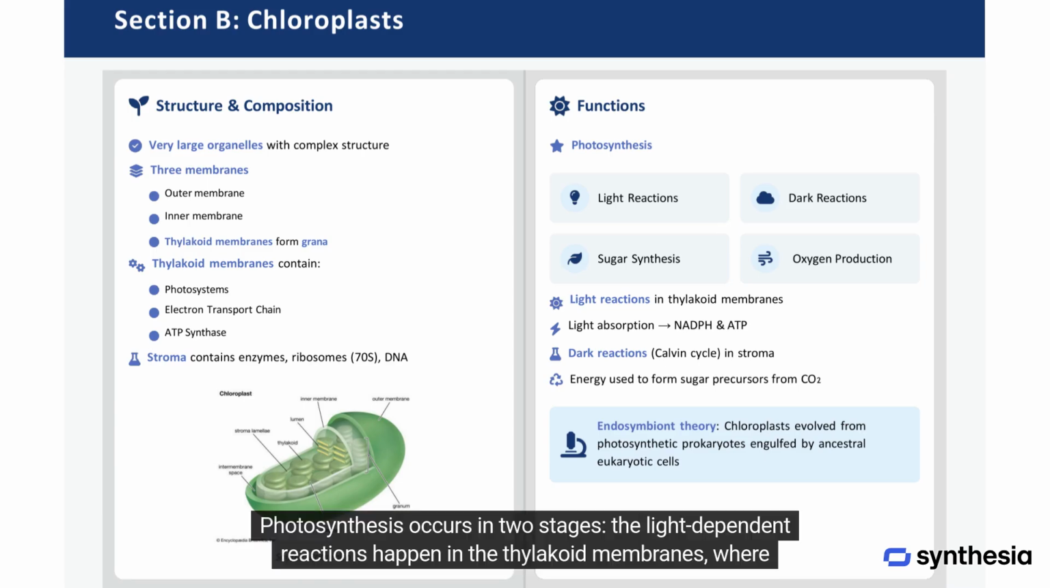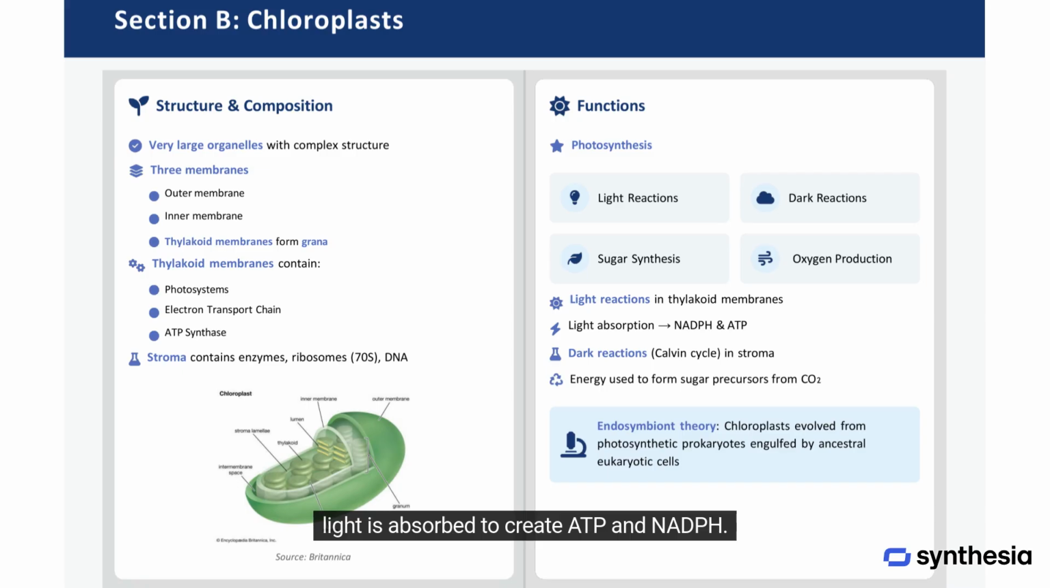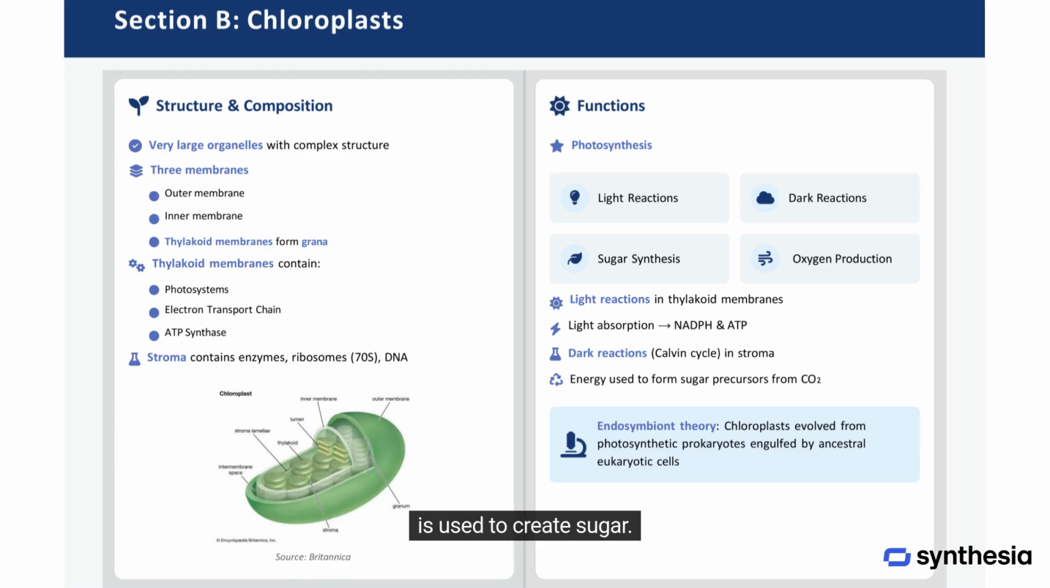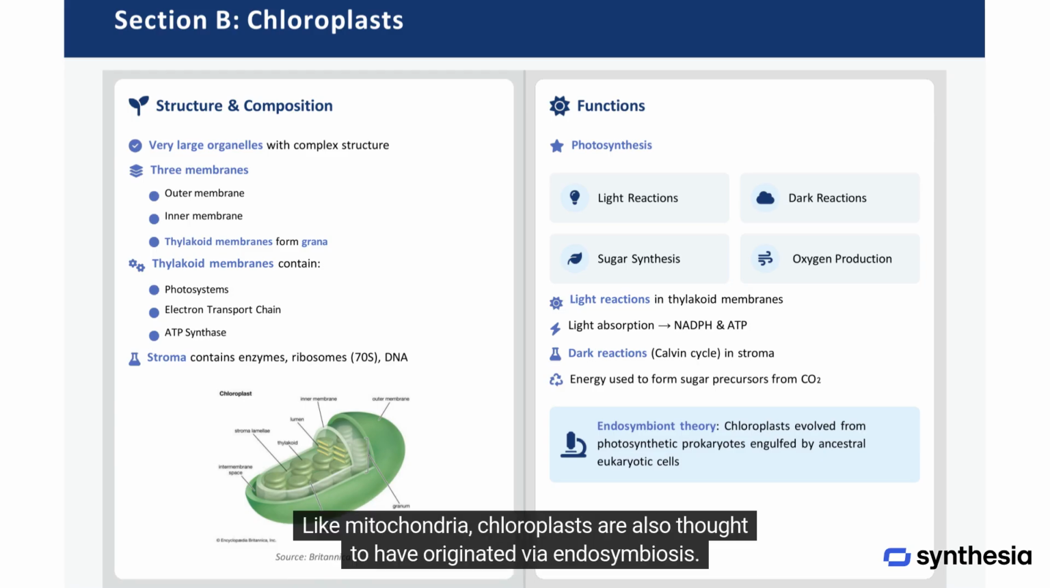Photosynthesis occurs in two stages. The light-dependent reactions happen in the thylakoid membranes, where light is absorbed to create ATP and NADPH. These molecules then power the dark reactions, or Calvin cycle, in the stroma, where carbon dioxide is used to create sugar. Like mitochondria, chloroplasts are also thought to have originated via endosymbiosis.